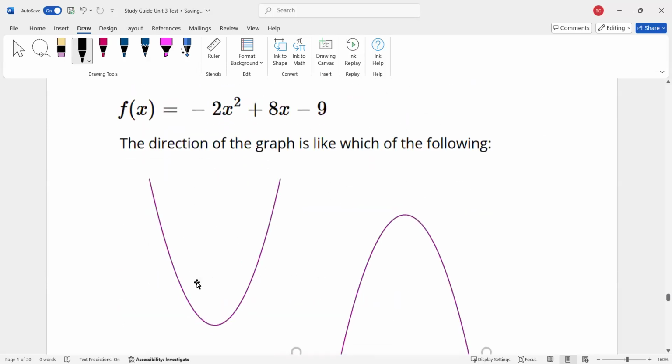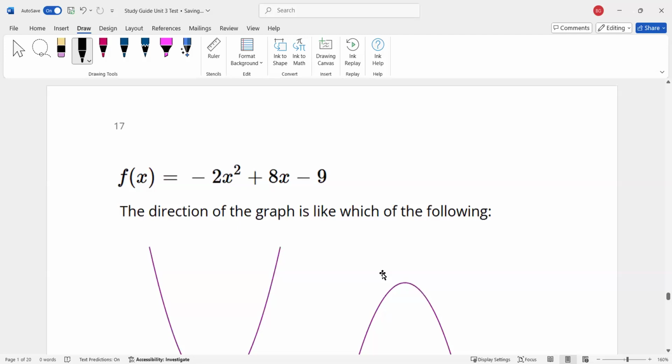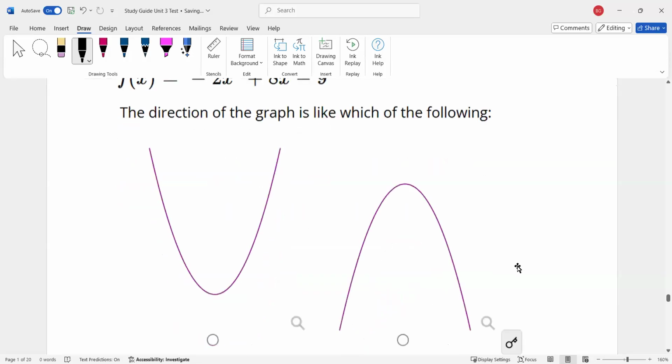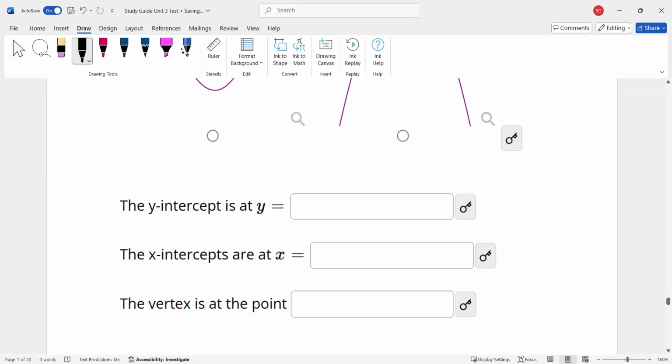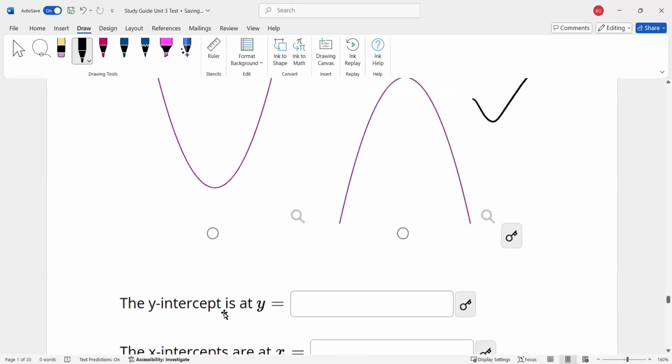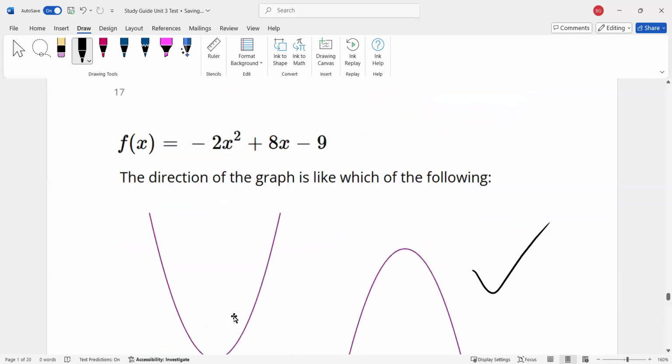Number 17. This is a quadratic function. Since the leading coefficient is negative, the graph is going to be a parabola that opens down. The direction of the graph is like which of the following? We only have two options, of course, this one, right? Opens down.